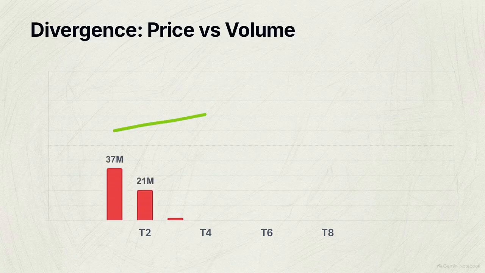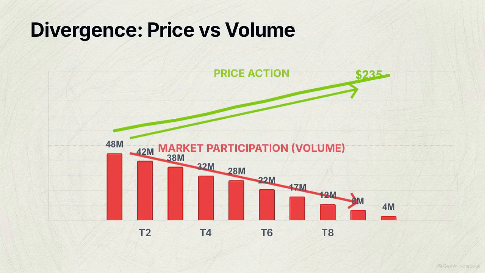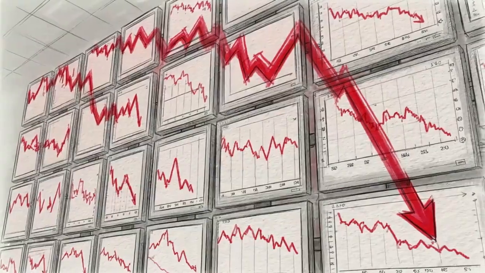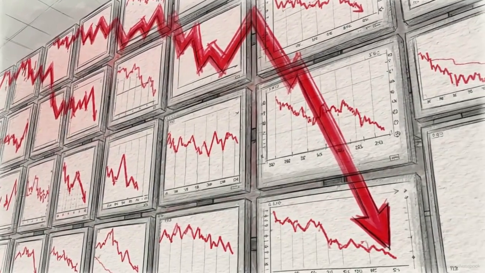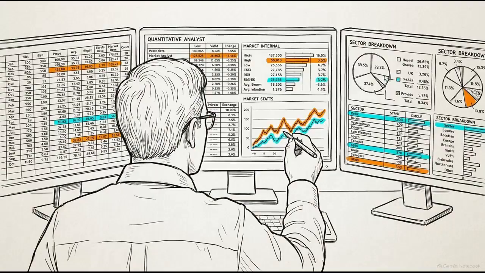This is a clear volume divergence, where price and market participation are moving in opposite directions. Rising prices on declining volume suggest a lack of active selling pressure rather than a surge in institutional buying. A recovery without volume support leaves the index vulnerable to a sharp reversal if a new catalyst emerges. If the broad market isn't buying this recovery, we need to look at market internals to see who is.